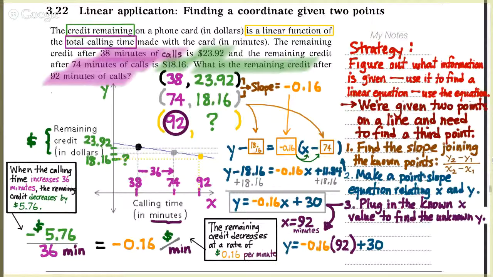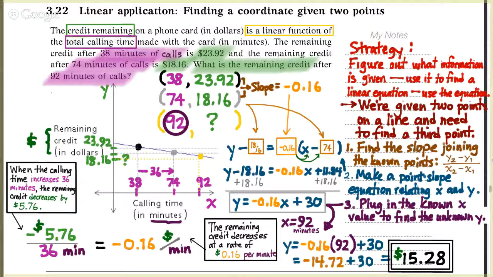So plugging a 92 into this equation for x, and then simplifying, negative 0.16 times 92 is negative 14.72 plus 30, 15.28. So when x is 92, y is 15.28, and all we have to do now is remember that y represents the remaining credit on this card in dollars, so we better put a dollar sign around this answer. So after 92 minutes of calls were made on this card, we're going to have $15.28 of credit left.